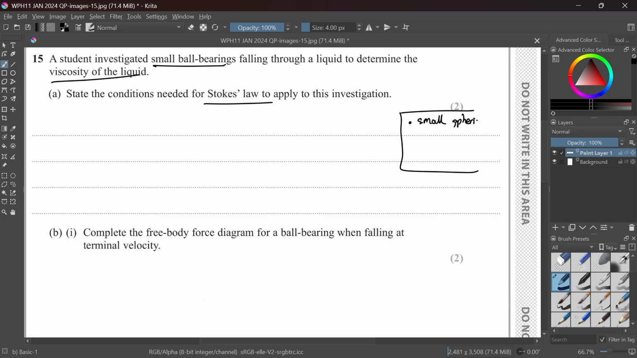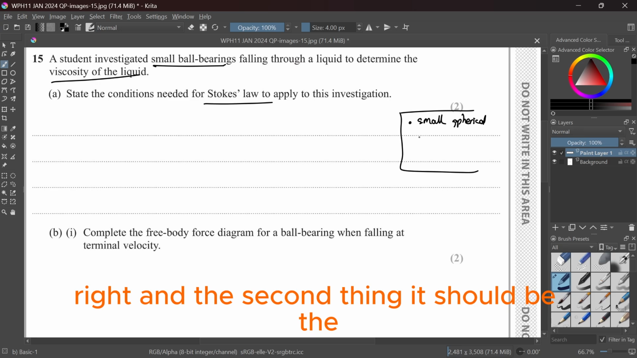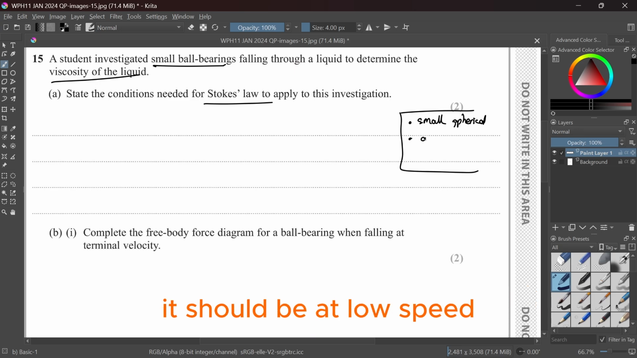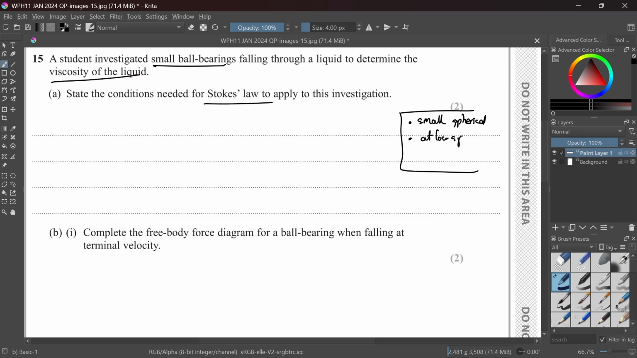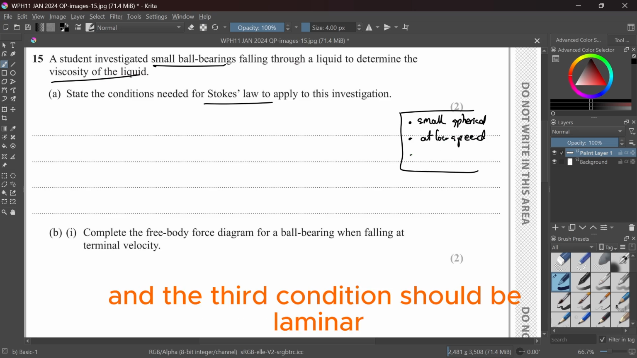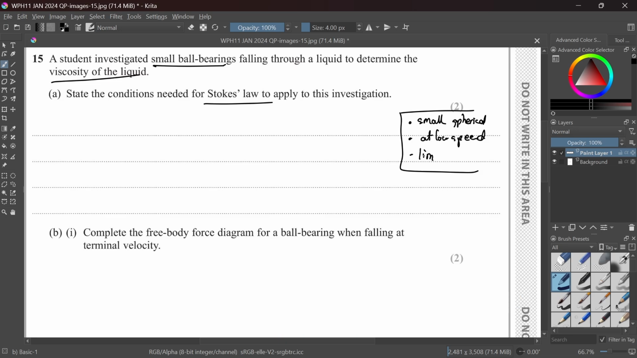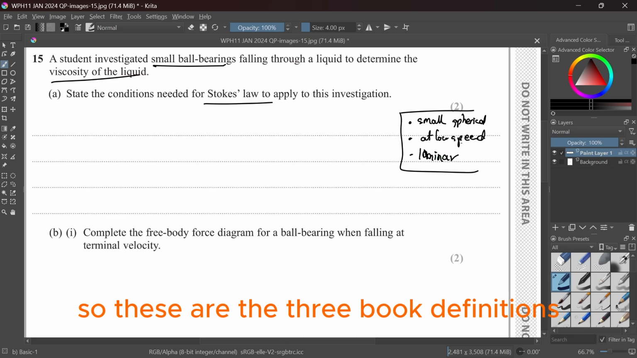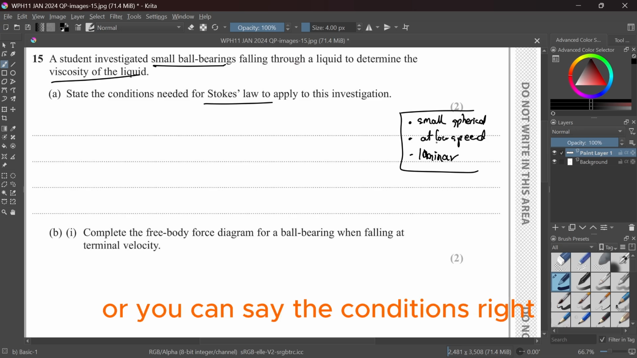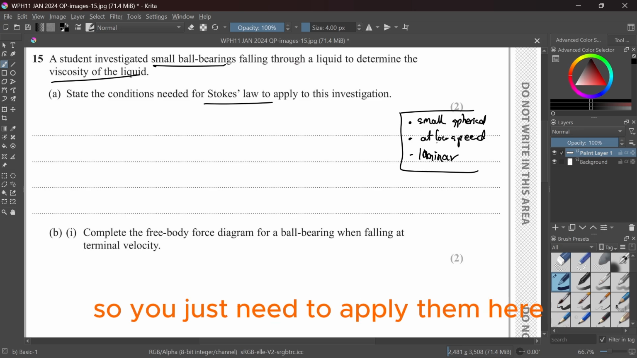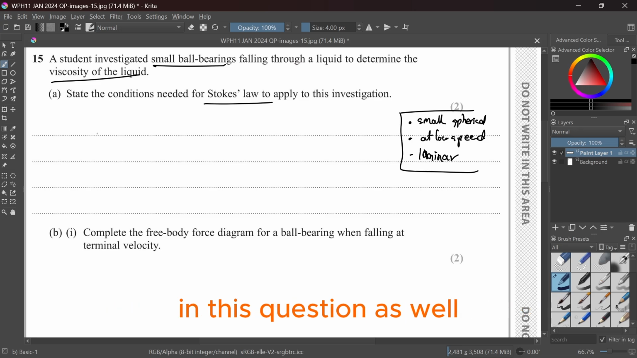spherical, right? And the second thing is it should be at low speed, and the third condition should be laminar. Laminar. Okay. So these are the three book definitions, or you can say the conditions, right? So you just need to apply them here in this question as well.